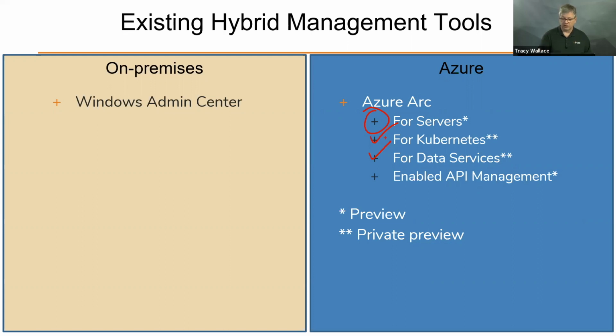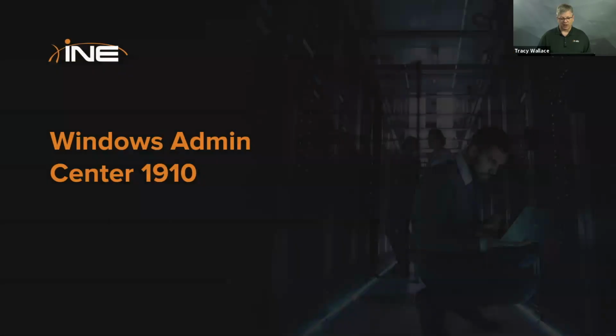One I'm really interested in taking out for a test drive is Azure Arc enabled API management. If you use the Azure API management service, you can now set up an Azure Arc enabled and Azure Arc managed API management gateway in your on-prem environment. So those are the new hybrid management tools. I just made a mistake on the title there. Sorry about that.